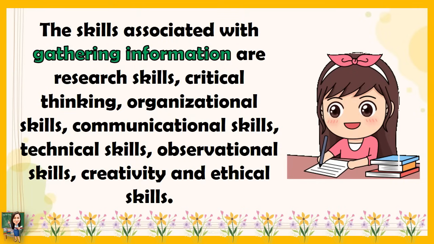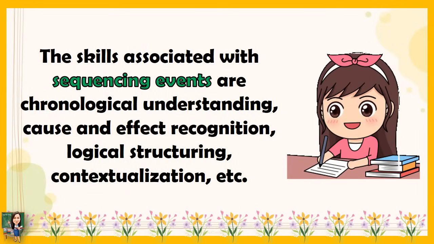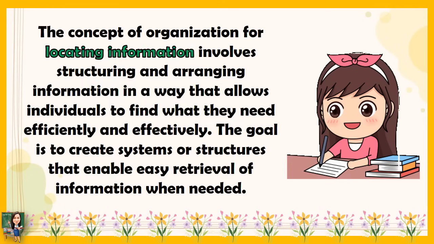and ethical skills. The skills associated with disseminating information are audience analysis, clarity and simplicity, visual communication, prioritization, etc. The skills associated with sequencing events are chronological understanding, cause and effect recognition, logical structuring, contextualization, etc. The concept of organization for locating information involves structuring and arranging information in a way that allows individuals to find what they need efficiently and effectively. The goal is to create systems or structures that enable easy retrieval of information when needed. My answers are based on my research.